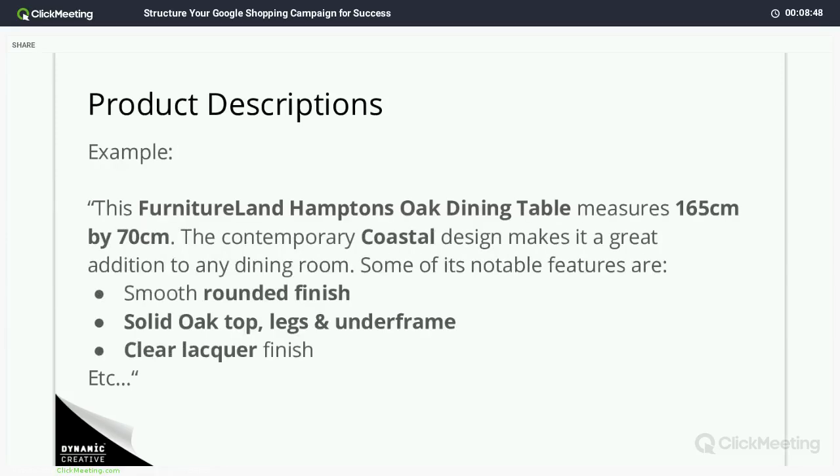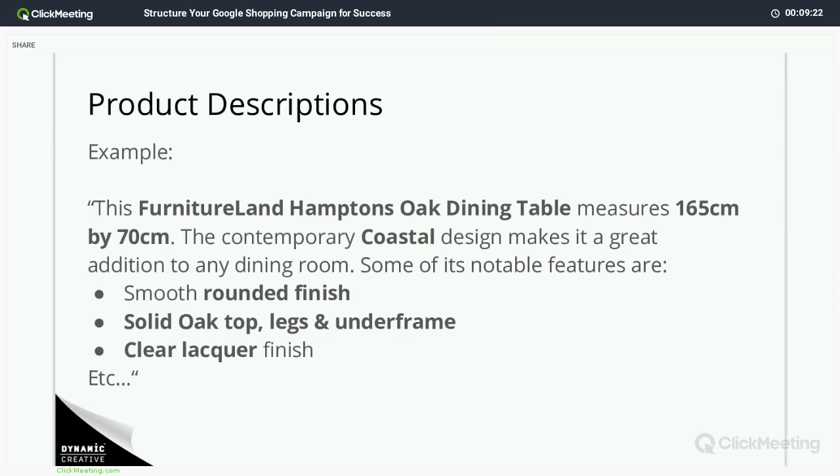So in terms of product descriptions, we've got an example one here. This is a hypothetical description for the Oak Dining Table we used in the example previously. This Furnitureland Hamptons Oak Dining Table measures 165 centimeters by 70 centimeters. The contemporary coastal design makes it a great addition to any dining room. Some of its great features are smooth rounded finish, solid oak top, legs and underframe, clear lacquer finish, and then that can continue with any other secondary attributes which are of interest.